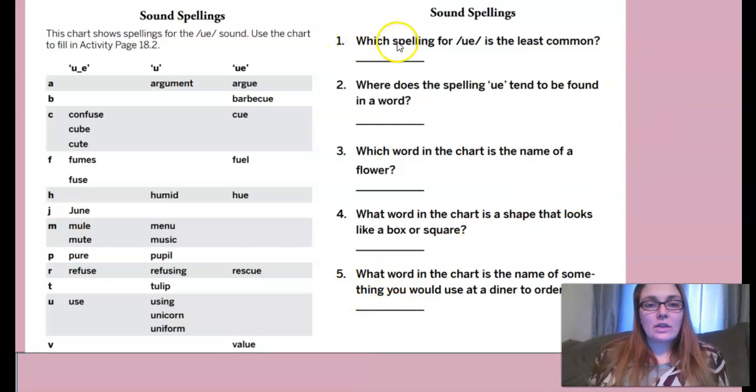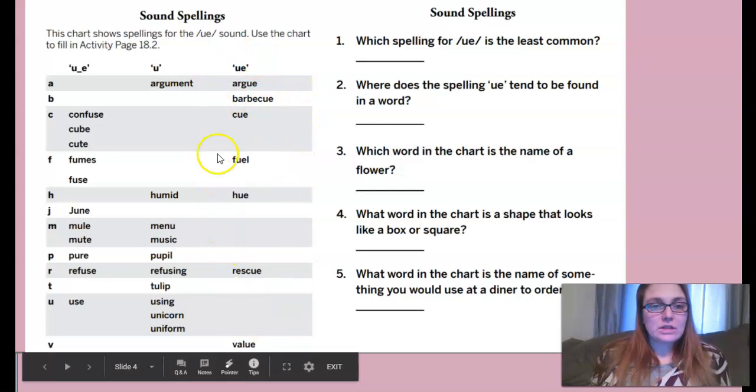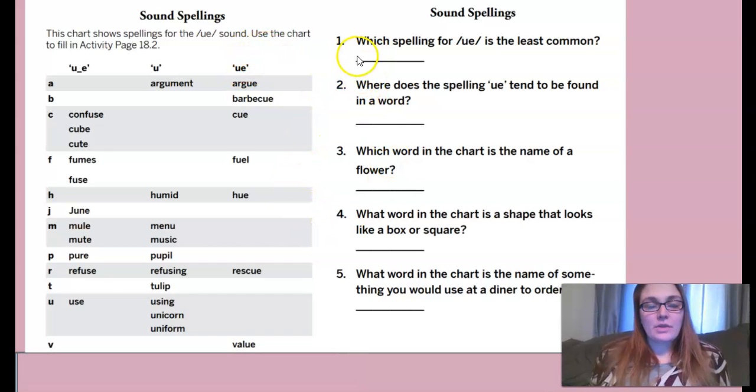Okay, then looking at the questions. Number 1, which spelling for U is the least common? So looking at the list, you can see that the UE words, that's the smallest list. If you remember looking at our sound card the other day, the power bar was very small for this. So UE is what you would write on this line.